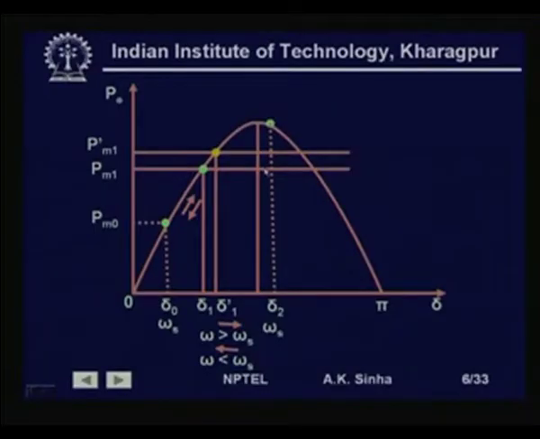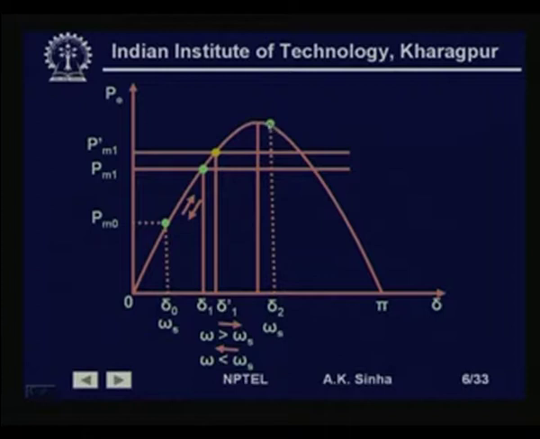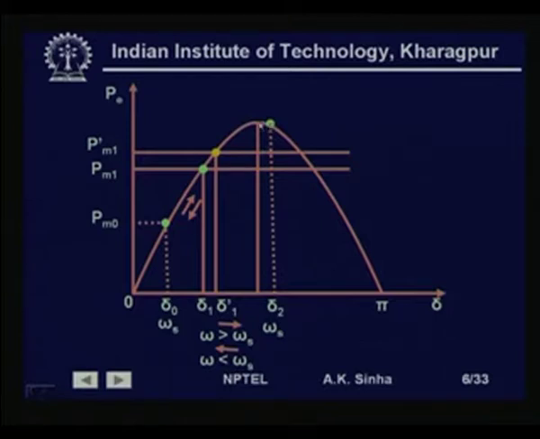So, what is going to happen now? At this point the speed is equal to the synchronous speed, but the electrical output is much more than the mechanical input, which is Pm1. So, we have decelerating power available, that is more output and less input. So, the speed will further try to decrease, which means delta angle will start reducing, because we are measuring this delta with reference to the synchronously rotating reference frame. Now, the speed is becoming less than the synchronous speed, so delta with respect to the synchronously rotating reference frame is going to keep on reducing. So, once we have reached the synchronous speed, the rotor will start decelerating and delta will keep on reducing.